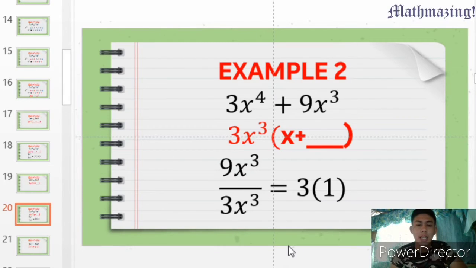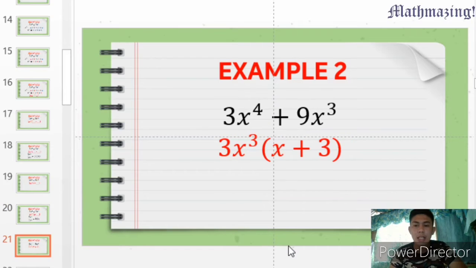Ngayon, si 3 yung ilalagay natin doon sa pangalawang blank natin. Ayan. So ito na yung sagot natin dito sa ating example number 2. So we have 3x cubed times the quantity of x plus 3. Okay. So next example tayo.